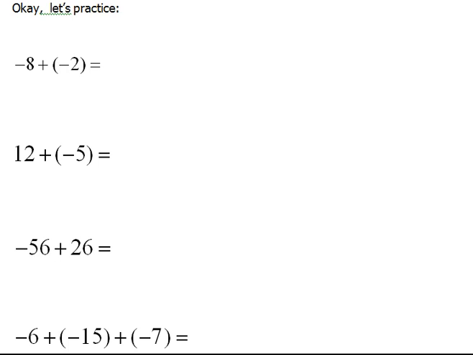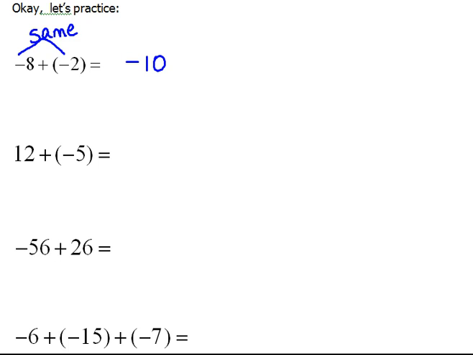So we need to think about our rules. Our rules say if the signs are the same, which these are, then we're supposed to add the numbers, and just add it the easiest way possible. 8 and 2 would be 10. But then we keep the sign the same. Since they were both negative, our answer will be negative also. So the answer would be negative 10.